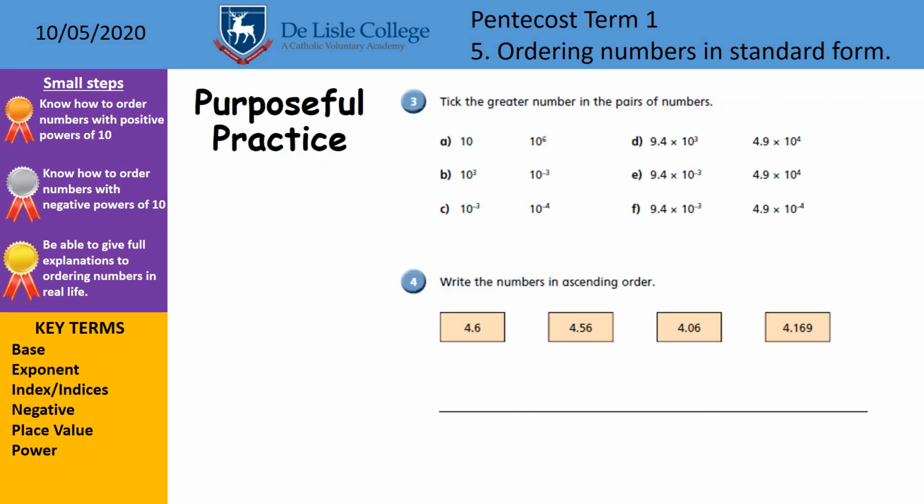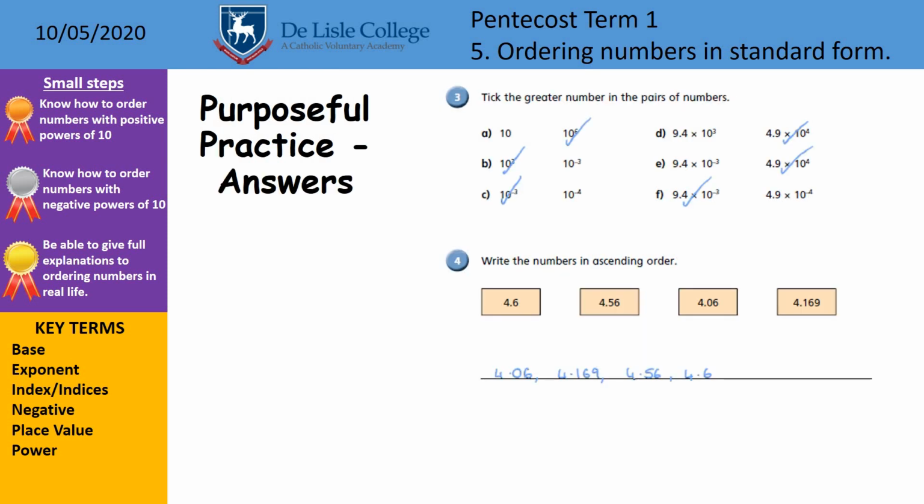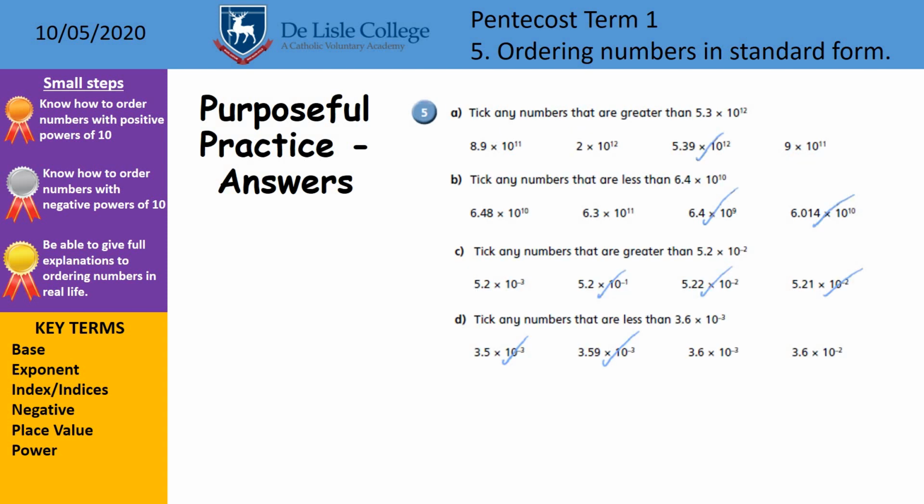Okay, so here's question 3 and 4 for you to do. Write them down if you haven't printed the worksheet off. Pause the video while you do that. Here's question 5. Pause the video while you do this. Again, you may need to write them in your book. Here are your answers for question 3, 4, and 5. Notice that in question 5 it says tick any numbers, and it doesn't necessarily mean there's just one. Pause the video while you mark your work.